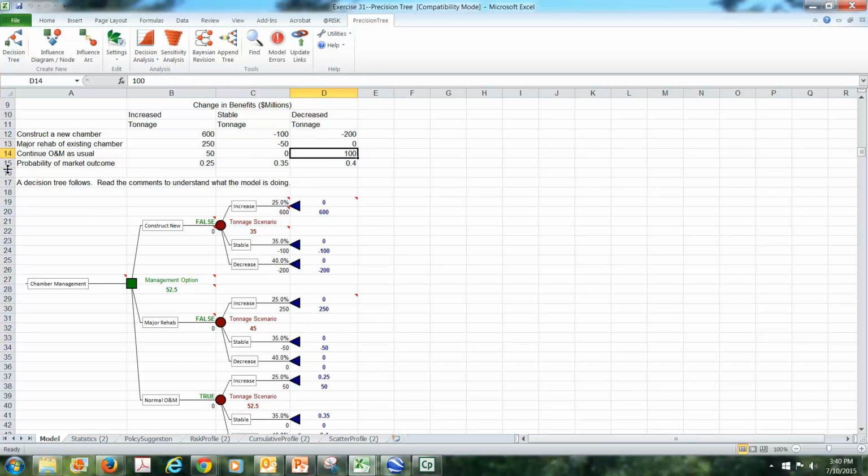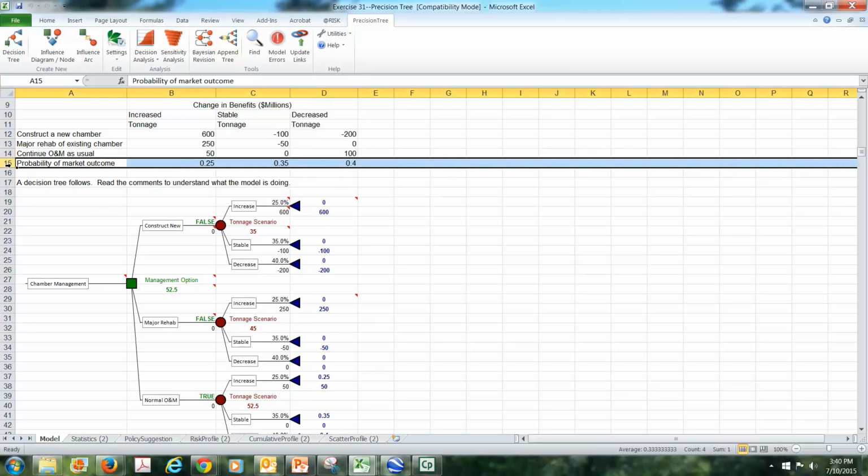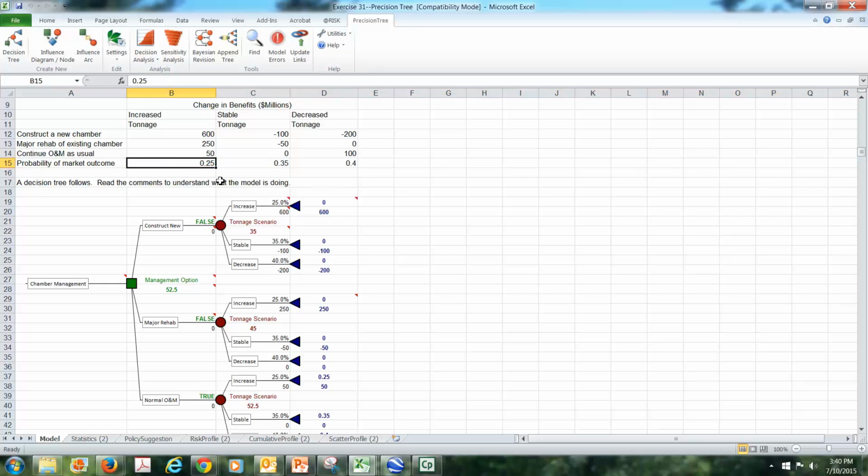Okay? Now down here we reflect the fact that we don't know what the likelihood of these different futures would be. So there's a 25% chance of increased tonnage, a 35% chance of stable tonnage, and a 40% chance of decreased tonnage. If you wanted to reflect uncertainty about these values, you would be free to replace these values with distributions. But as I said, we want to keep it simple.